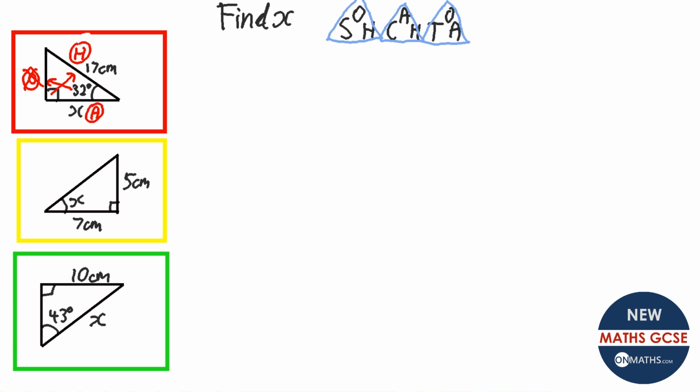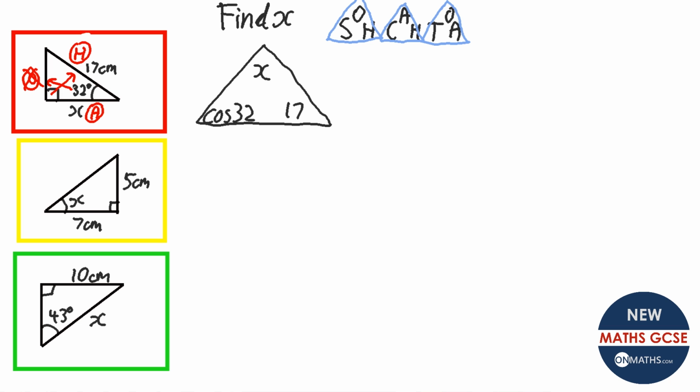SOH has O and H, TOA has O and A, and the CAH in the middle has the A and the H. Because we're interested in the A and the H in this question, because we crossed out the O, we're going to be going for CAH. So I'm going to be drawing a triangle, a bigger one this time. The C in CAH stands for cos, and you only ever cos an angle, you never cos a length. The angle given to us in the question is 32, so it's going to be cos 32. The A goes at the top, so the X goes at the top, and the H goes at the bottom.